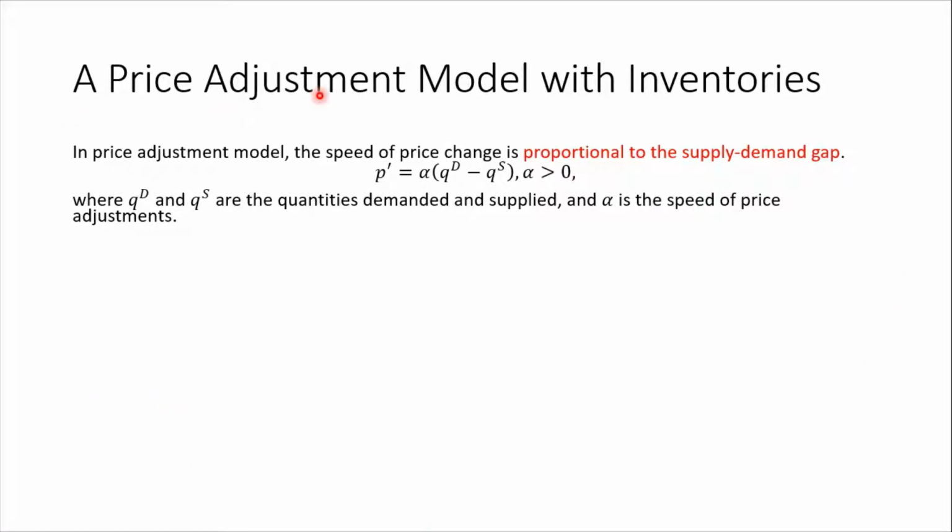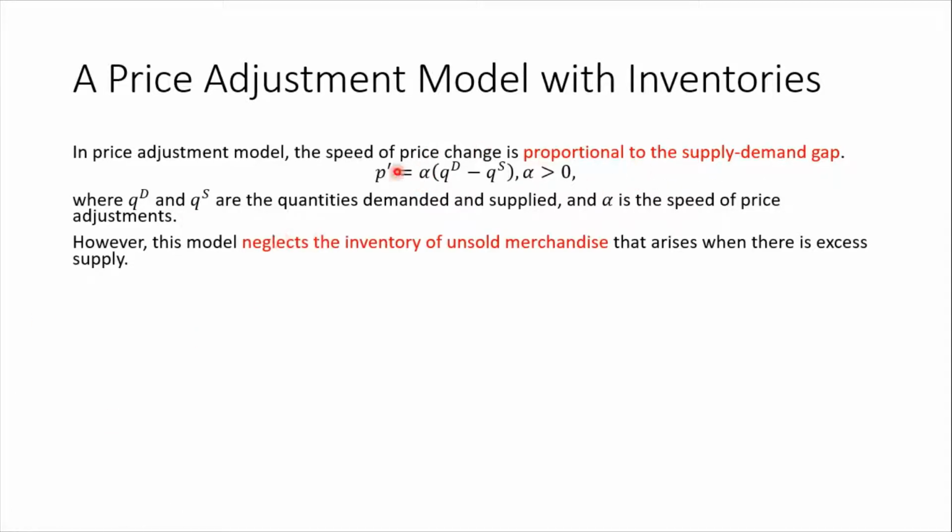Originally we have learned about the price adjustment model, right? The price change is proportional to the supply demand gap. If QD is the quantity of demand and QS is the quantity of supply, the supply demand gap will be quantity of demand minus quantity of supply, and this is proportional to the change of price, so there will be a positive constant here, right?